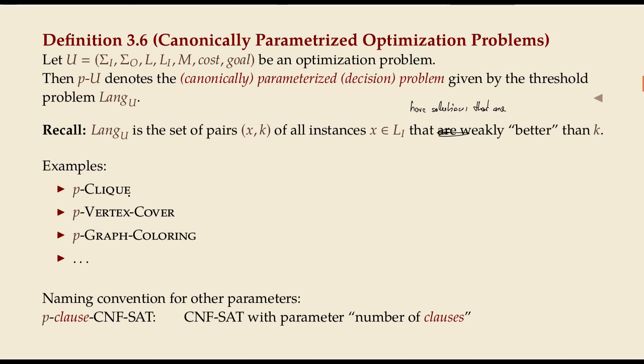For example, the p-clique problem would then be the one that we've just given. The p-vertex cover problem would be the vertex cover problem parameterized by the k that we're given, and so on and so forth. So this is often a good parameter to consider. Therefore, we omit the specifier if we mean the canonically parameterized version.